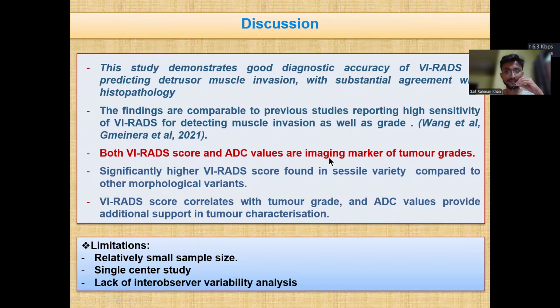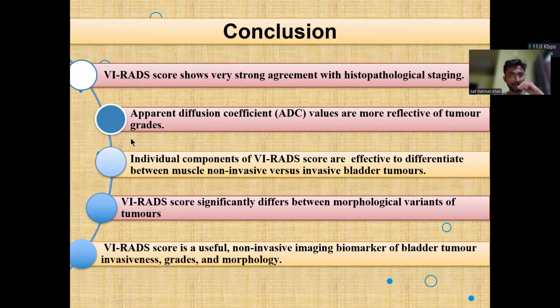Both VI-RADS score and ADC values are imaging markers of tumor grades, and significantly higher VI-RADS score was found in sessile variety as compared to other morphological variants. And VI-RADS score correlates with tumor grade, and ADC values provided additional supporting tumor characterization. Limitations included relatively small sample size and a single center study, and lack of inter-observer variability analysis.